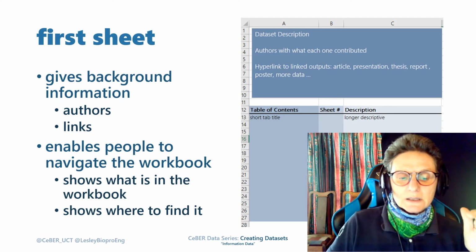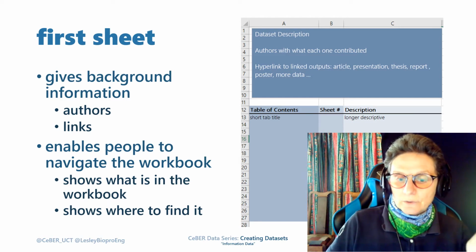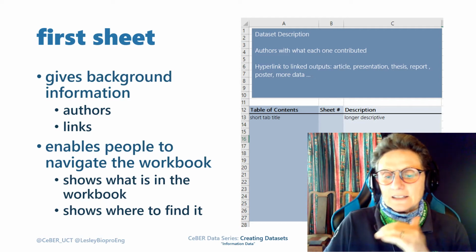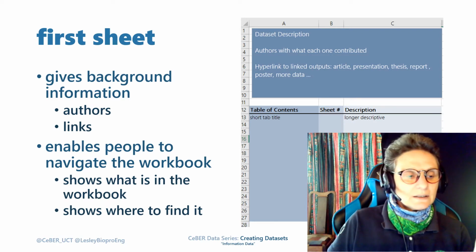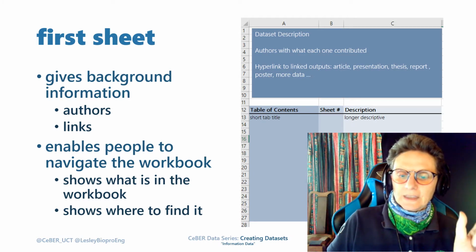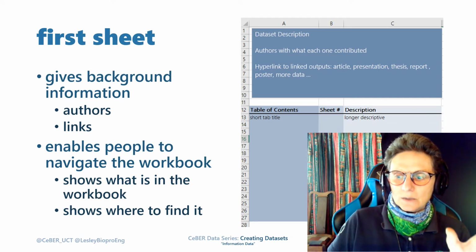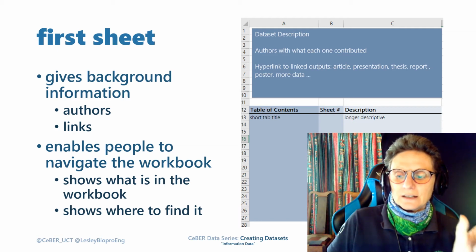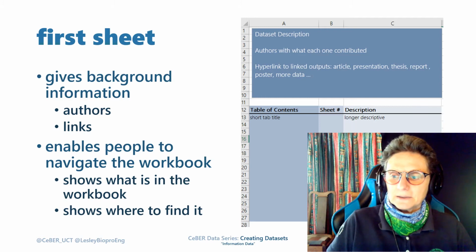So it'll have a list of contents which show what's in the workbook and where to find it, how many sheets along it is. When you have a workbook, the tab has a very short little title on the bottom. So here on this sheet, we'll also include a longer explanation of exactly what is in that sheet with that small little designation, that small little tab title.